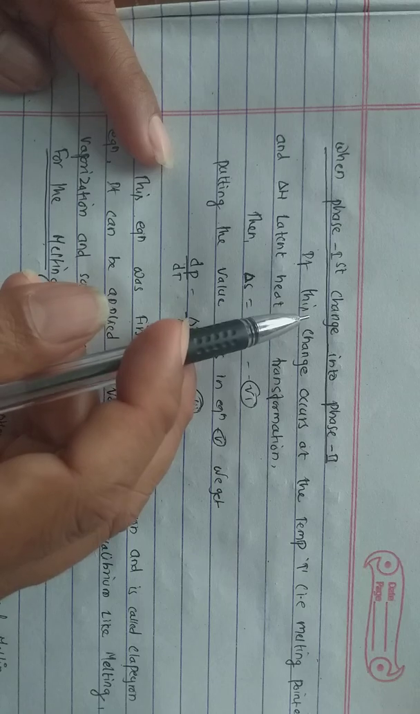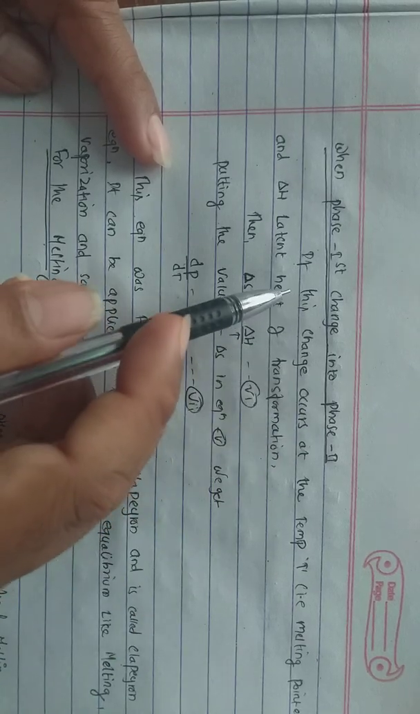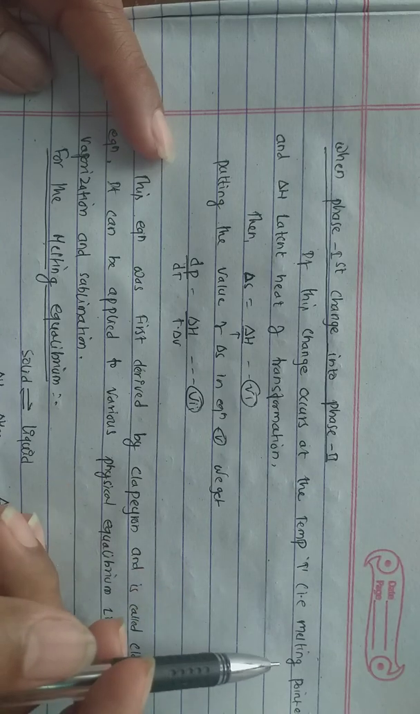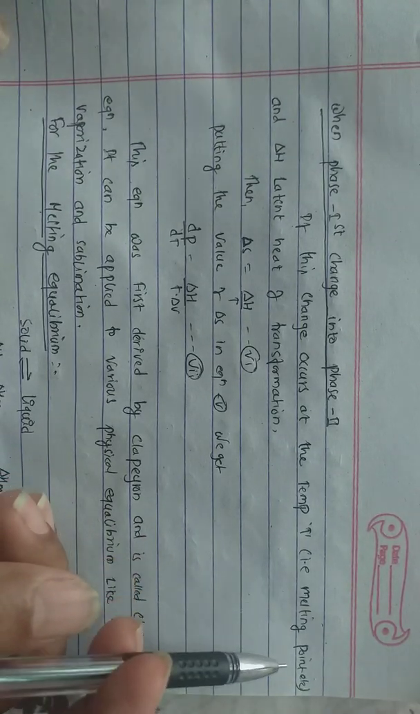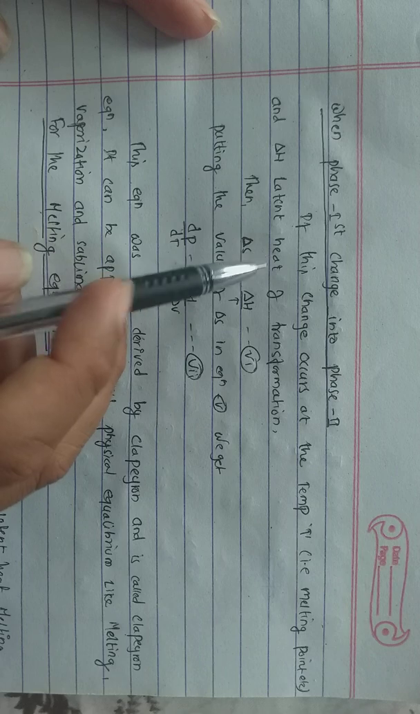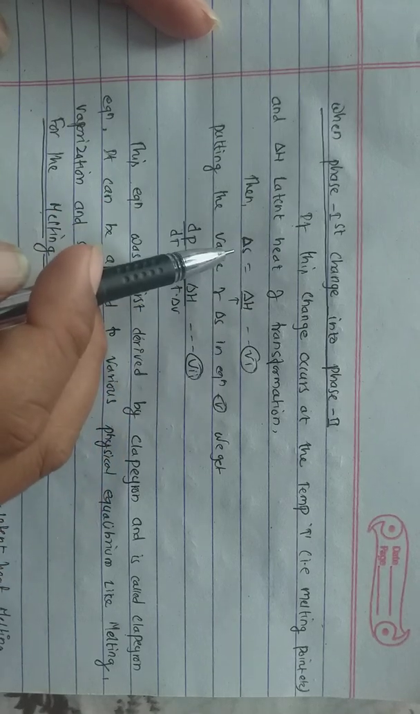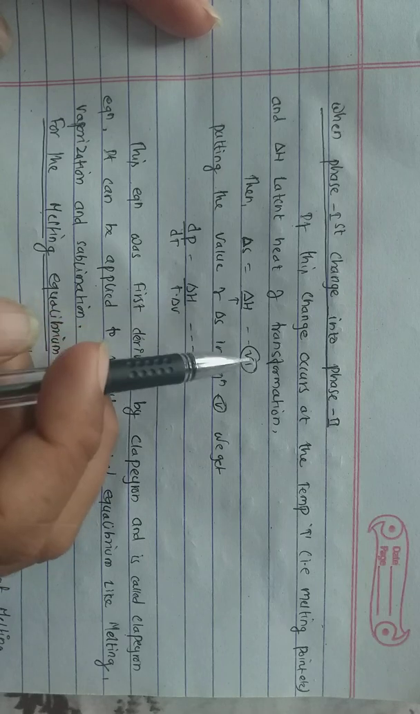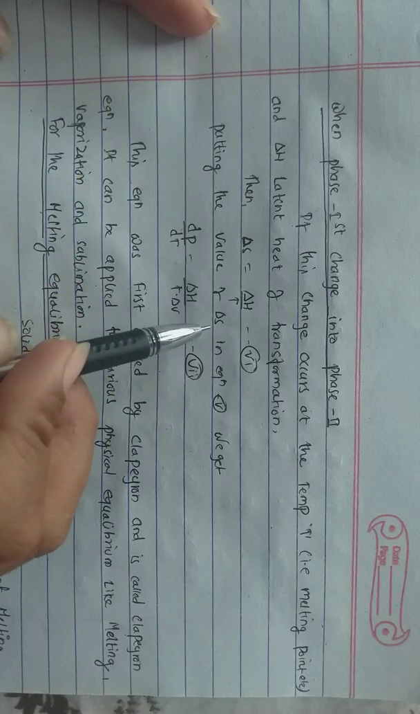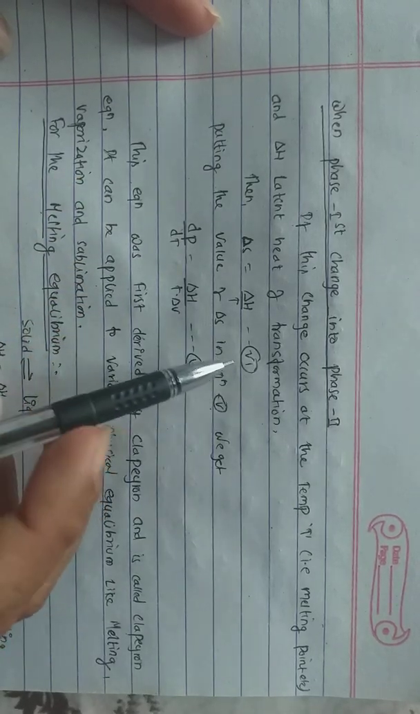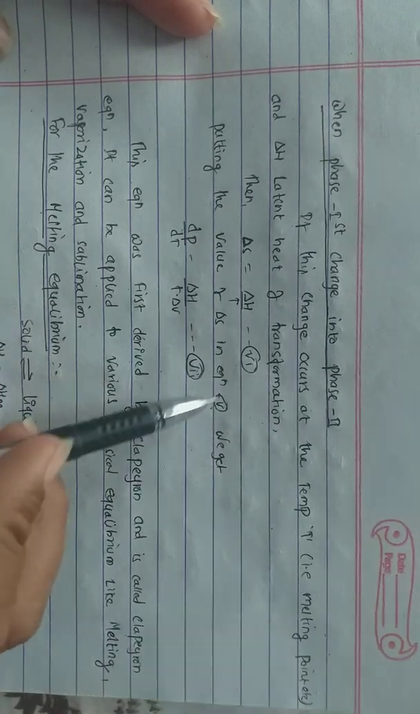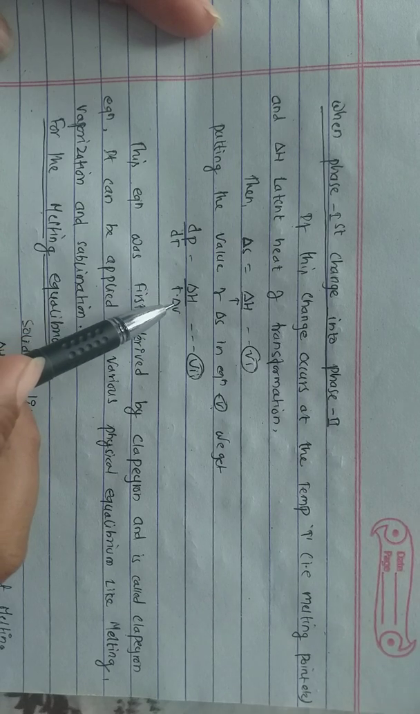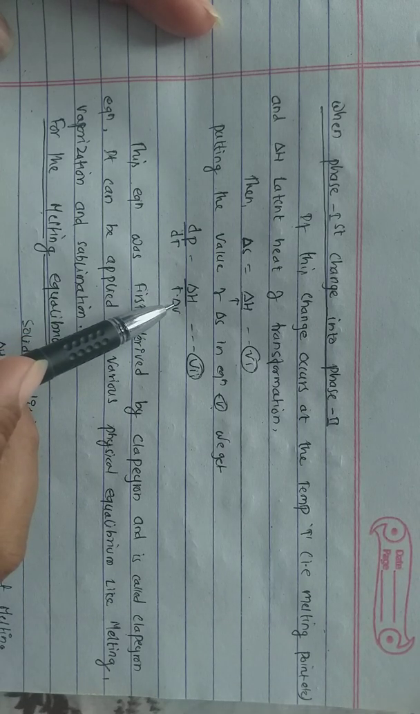When phase first changes into phase second, if this change occurs at the temperature T, that is the melting point, and delta H is the latent heat of transformation, then delta S is equal to delta H by T, equation 4. Then putting the value of delta S in equation 5, we get the result dP by dT is equal to delta H by T delta V.